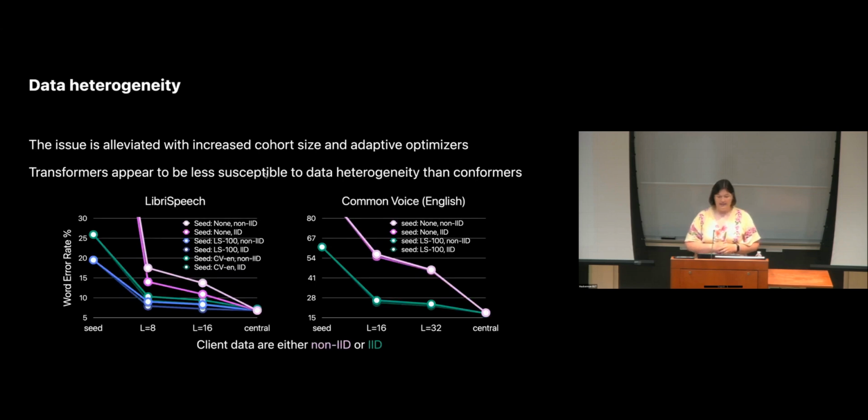Then, data heterogeneity. We see a bit of discrepancy between transformers and conformers. For people in speech, it's an interesting finding. For some reason, it's really different behavior. We don't understand why right now, but transformers are a bit more stable with respect to optimization than conformers.